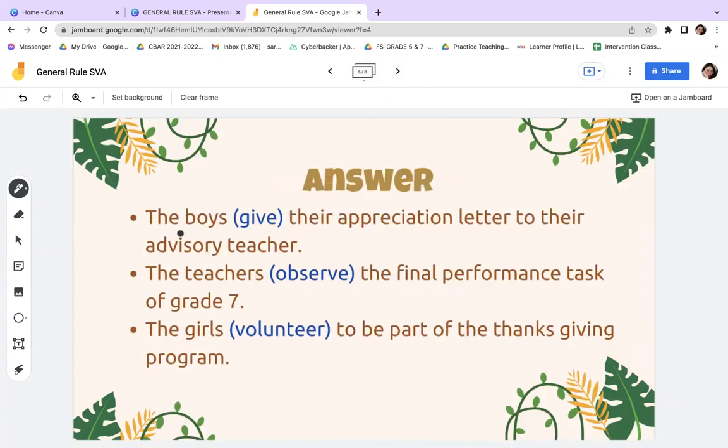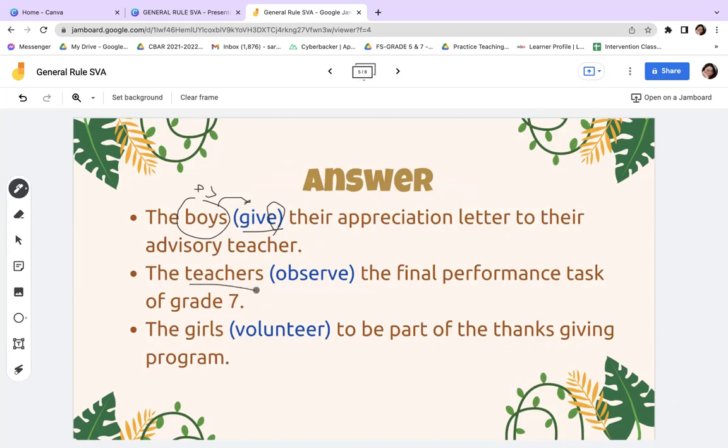So the answer for number one is give. Always remember, since boys is your plural subject, it takes your plural verb, which is give. Always remember that a plural subject takes a plural verb, and a plural verb does not end with S. The verb is always in its base form.